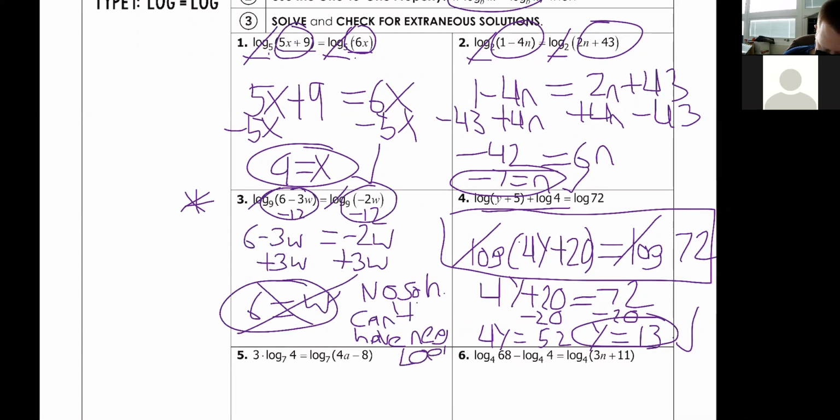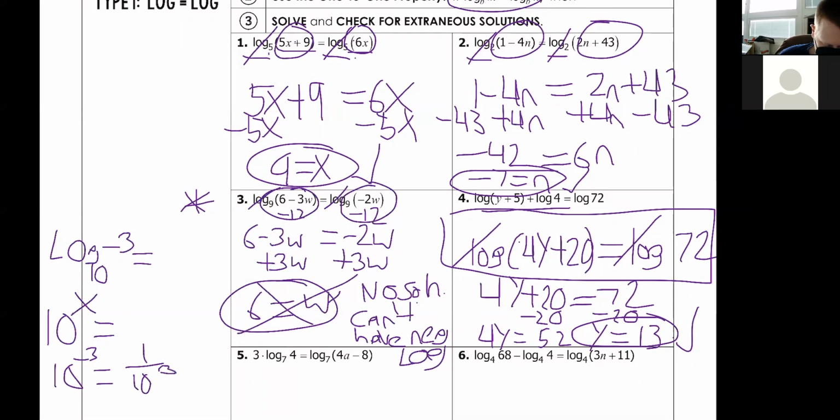And let's think about why that's true. For example, let's just say you had log base 10 of -3 equals something. It doesn't even matter what it equals, but is there any way you could take 10 up to a power that's going to give you a negative number? No. Remember, if you have a negative exponent, it just flips it into a fraction. For example, 10 to the -3 is 1/10 to the third. There's no way you can have the base up to a number that's going to give you a negative number.